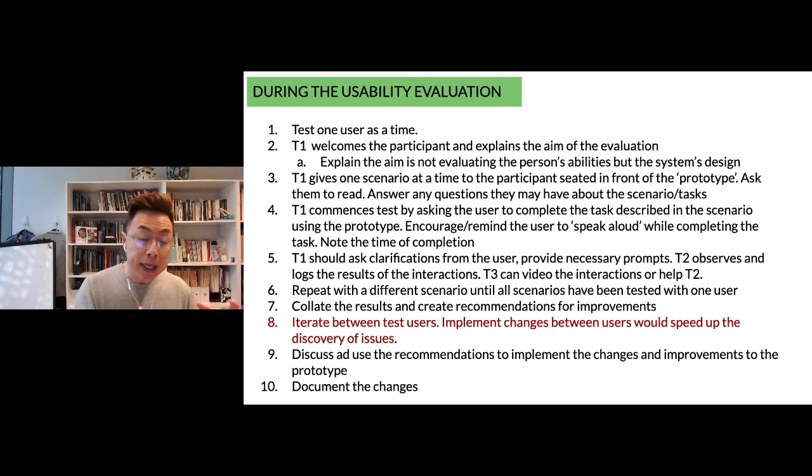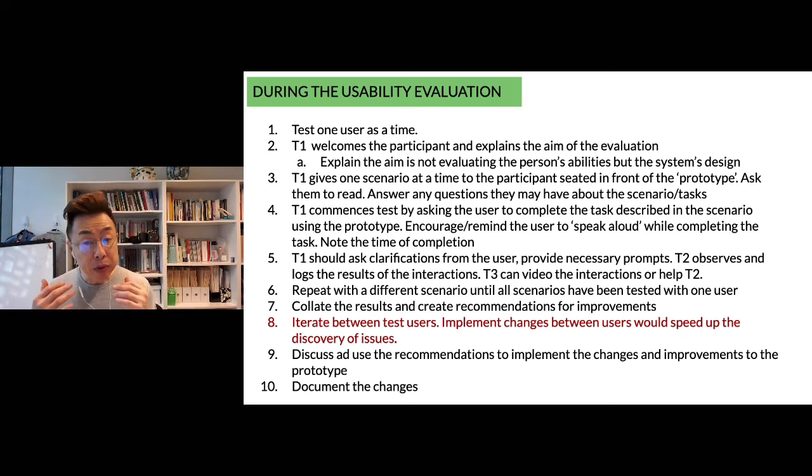After one user, you collate the results and think about what went wrong, which usability heuristics had a problem, and also work out how critical the issue is. Now, what is really helpful for me is to iterate between users. That means if after the first user you found a number of tasks that were very badly designed, you should fix them in your prototype before you get number 2 in.